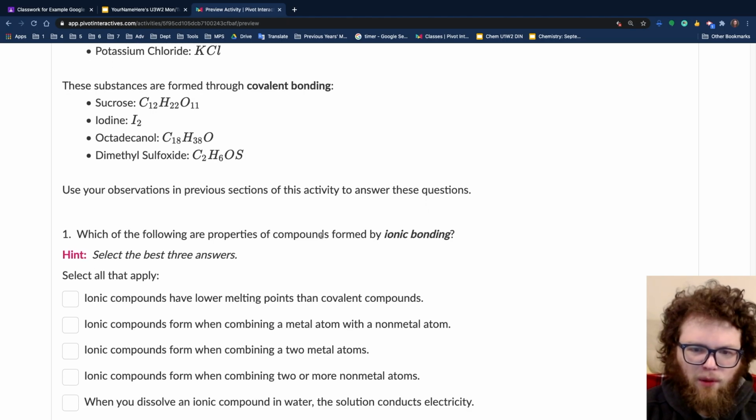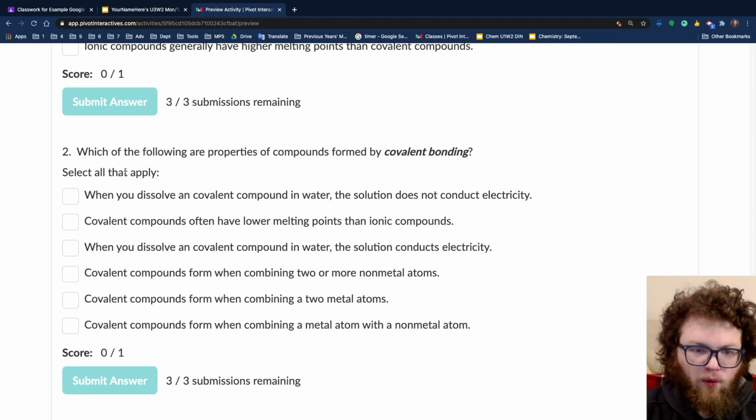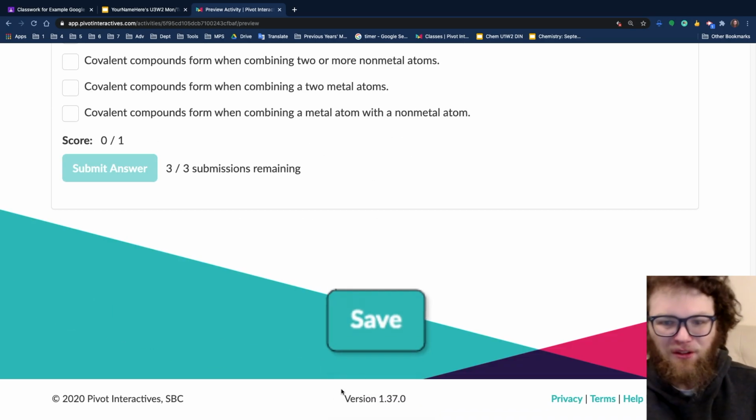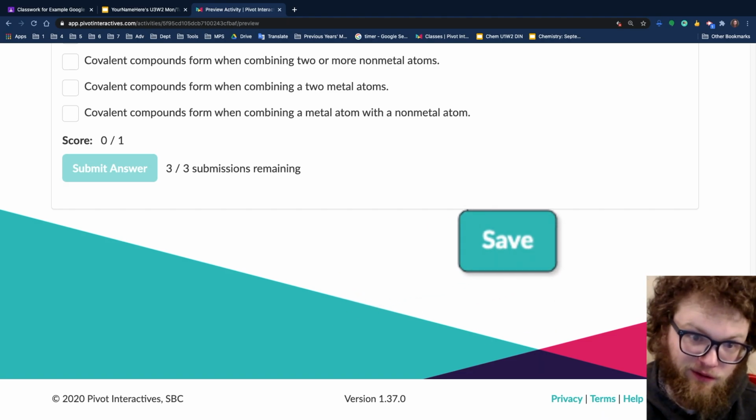Which of the following are properties of compounds formed by ionic bonding? Select the best 3 answers. All right. Which of the following are properties of compounds formed by covalent bonding? Select, I'd imagine, the best 3 answers. And then we're done. Just make sure you hit save at the end, otherwise it won't save.